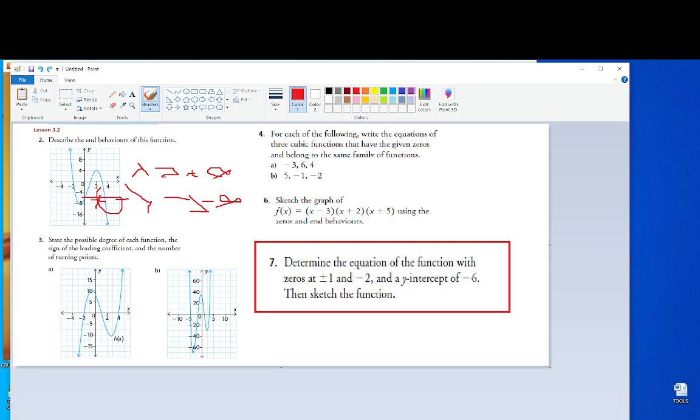That's that part. Bonus. What kind of graph is this? It has 2 turning points and 3 x-intercepts. What's the minimum degree that this graph can be? Therefore, it's a cubic.